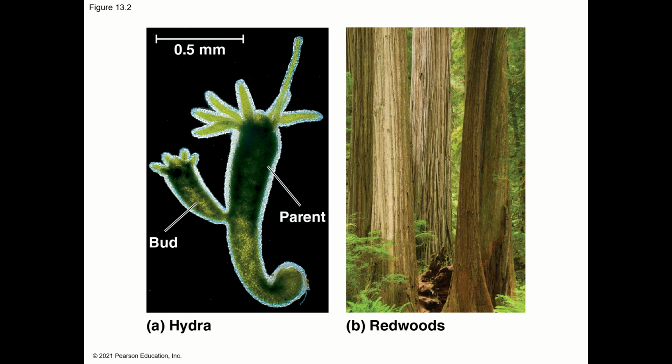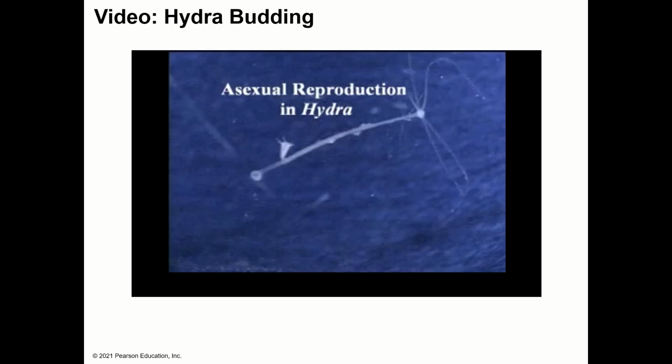On the left here, we have a hydra, which can reproduce, one example of reproduction through budding, leading to an offspring that is identical to the parent. And redwoods we have on the right. Asexual reproduction of hydra through budding. If you have your e-textbook, you can see this video.